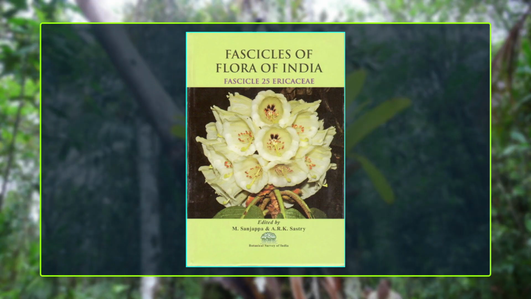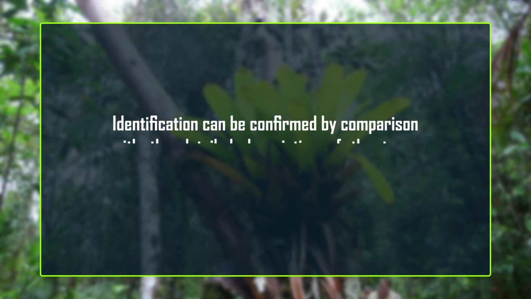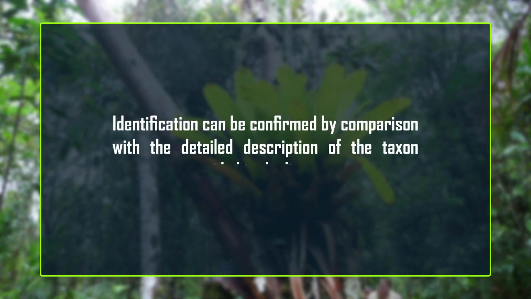Identification can also be achieved using various types of literature such as floras, monographs or field manuals, and making use of identification keys which are provided in these scientific literature. After the unknown specimen has been provisionally identified with the help of a key, the identification can be further confirmed by comparison with the detailed description of the taxon which is provided in the scientific literature.